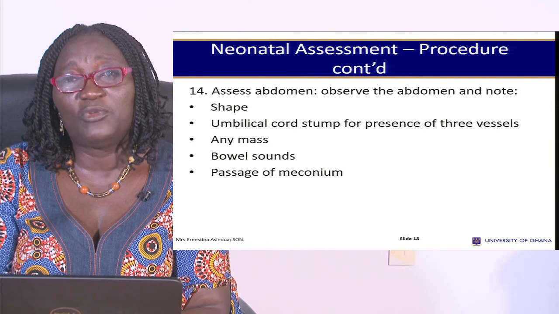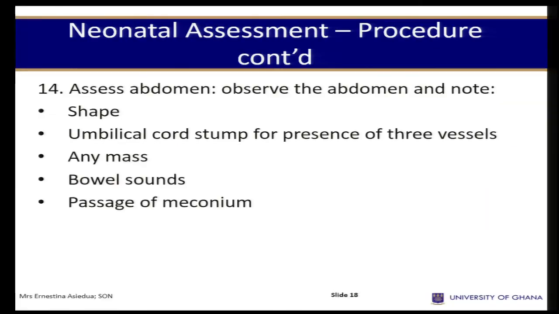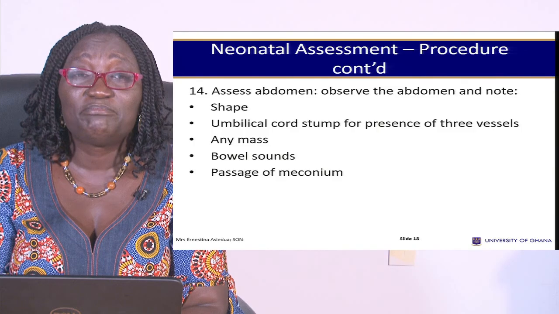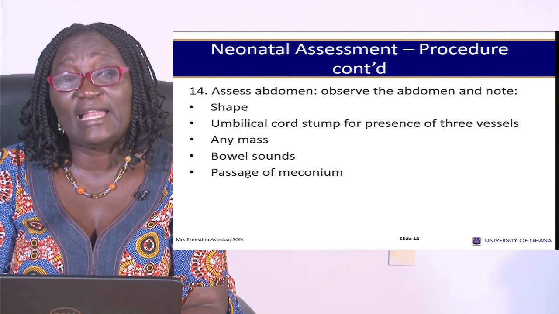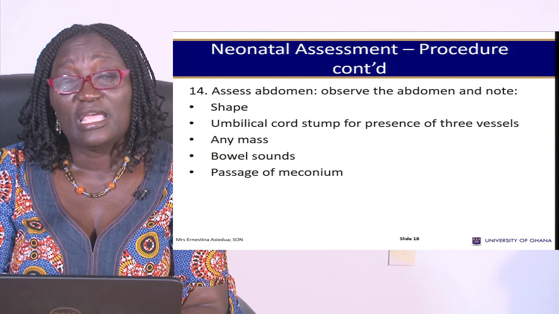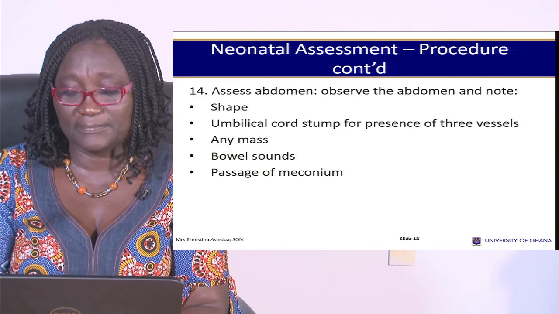Now you come to the abdomen. You note the shape of the abdomen. Remember, we have said that some abdominal protrusion at birth is normal. You look at the umbilical cord stump for the presence of the 3 vessels. Is there any mass on the abdomen? Are there bowel sounds? Has the baby passed meconium? Sometimes you can find some big veins on the abdomen, and it's highly distended and shiny, and all those things are abnormalities.